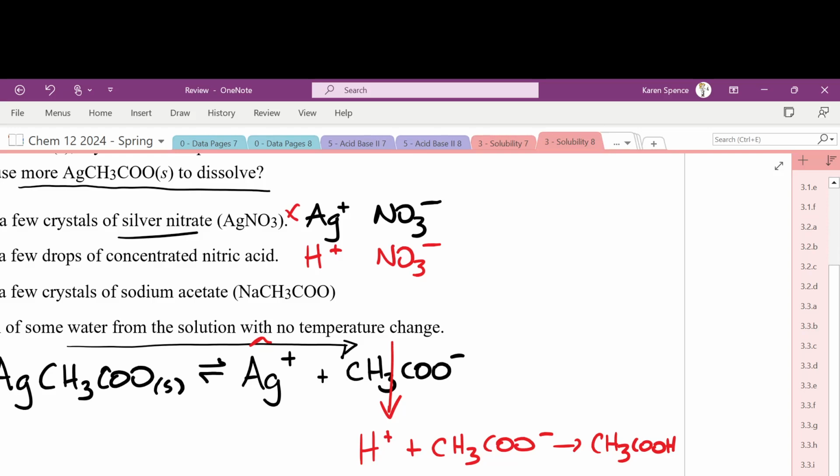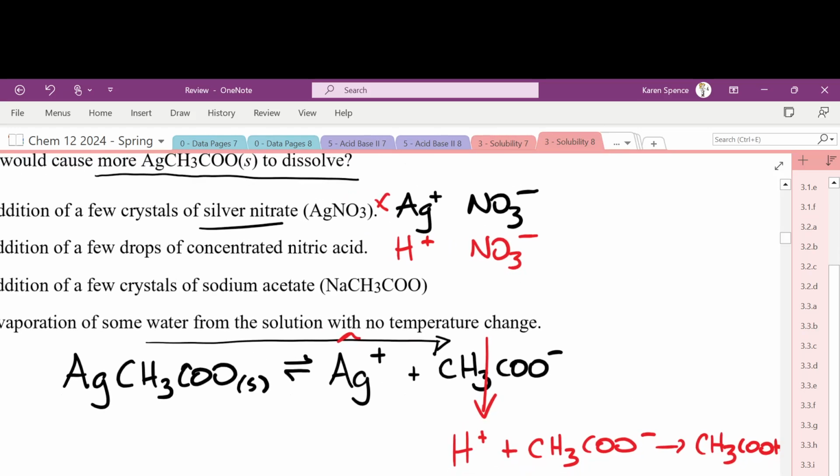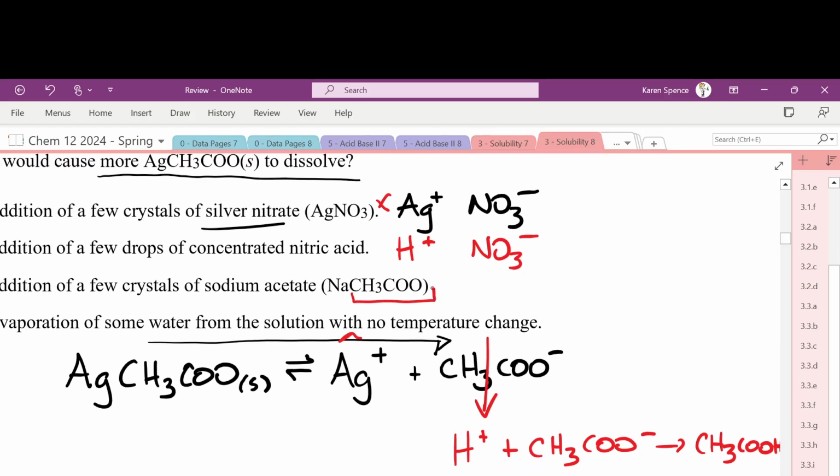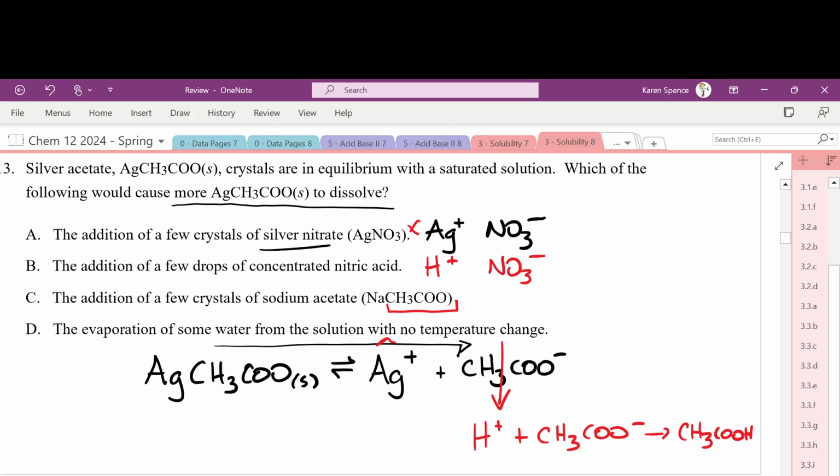Now, even if you didn't get that, you can do it by process of elimination by saying, if I add acetate, that would increase the concentration of acetate, which would shift the equilibrium to the left. And what if we evaporated some water? Will that cause more salt to dissolve? No. So you've eliminated, by process of elimination, even if you didn't know what happened, you're like, well, definitely it's not those three, so it has to be B. Okay?